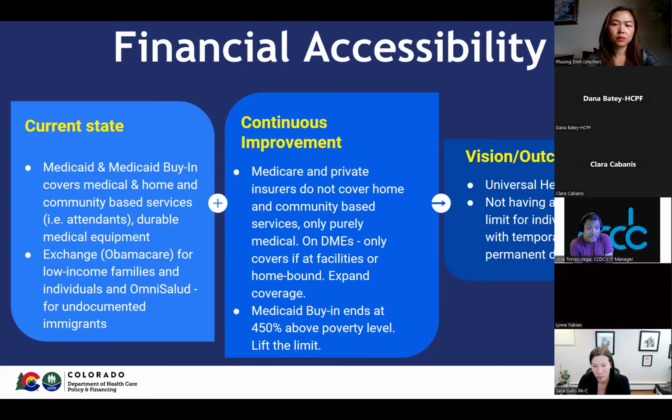adults who are older than 65 years old, or people with disabilities who are super low income, or people with disabilities who are homebound. If they are not homebound, they're not covered by Medicare. And because this is federal, this means that we are lucky in Colorado, but the other states are out of luck.